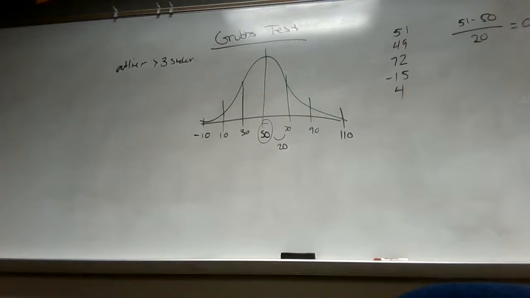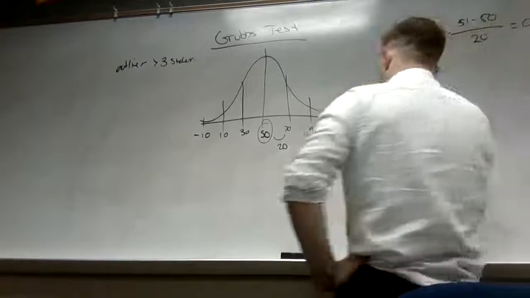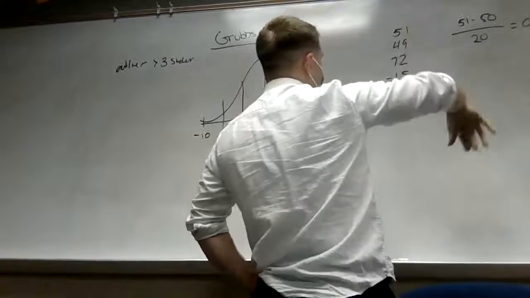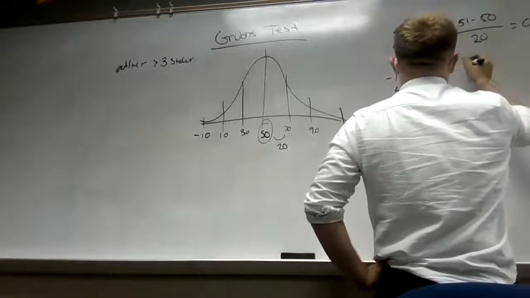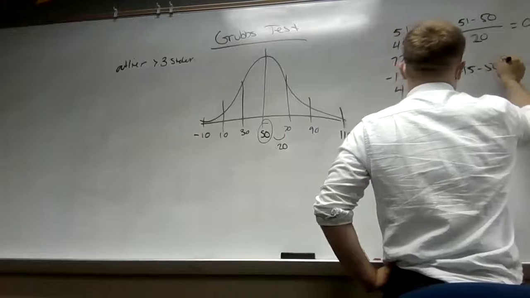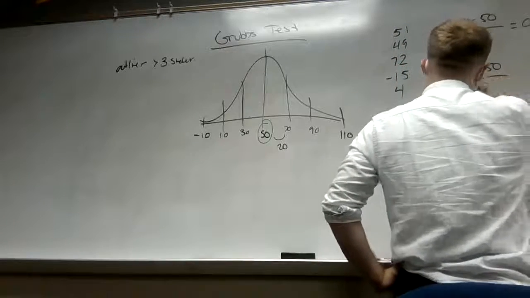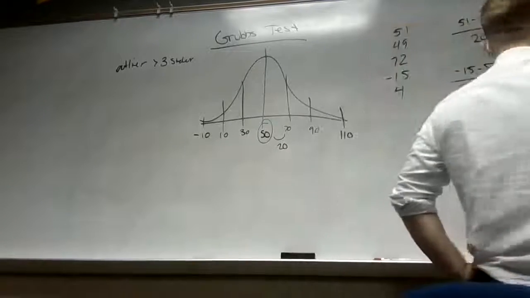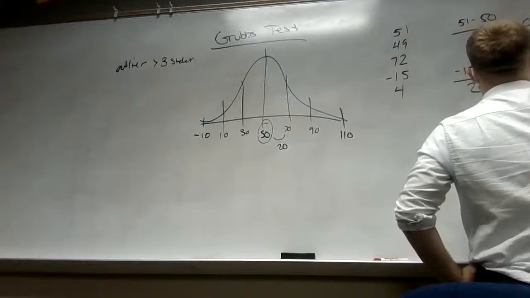Really what you're calculating here is your z value, but we can use this to help determine where our outliers are. We do this down the line, and when we get to negative 15, we get negative 15 minus 50 gives us negative 65 over 20. That gives us negative 3.25.